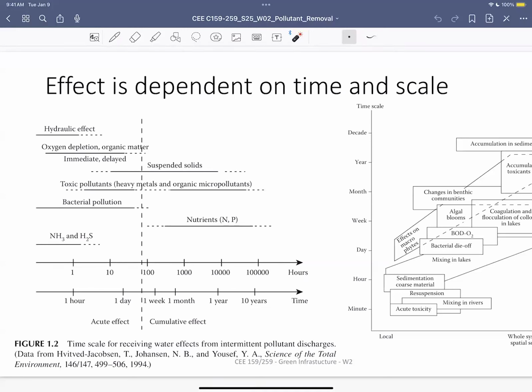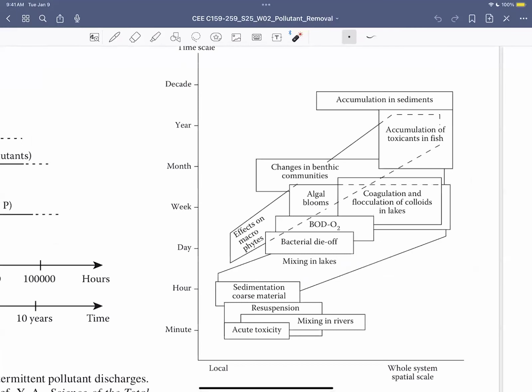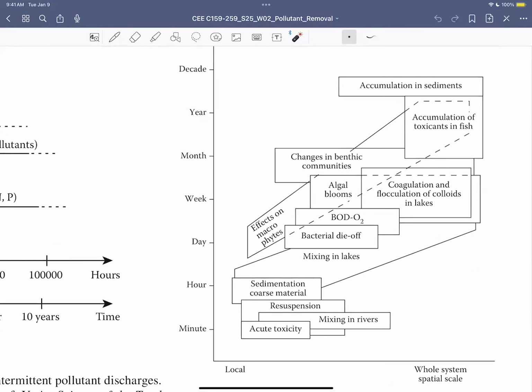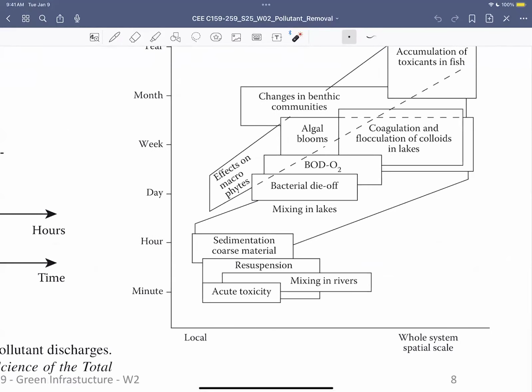And then this pollution effect could also be dependent on the scale. Some of the pollutants are large scale. For instance, you can see algae bloom. It takes weeks to see that, but it can last for many years. This can also affect large scale systems like big lakes. Whereas sedimentation would be mostly localized. You will not experience that in the larger scale system.